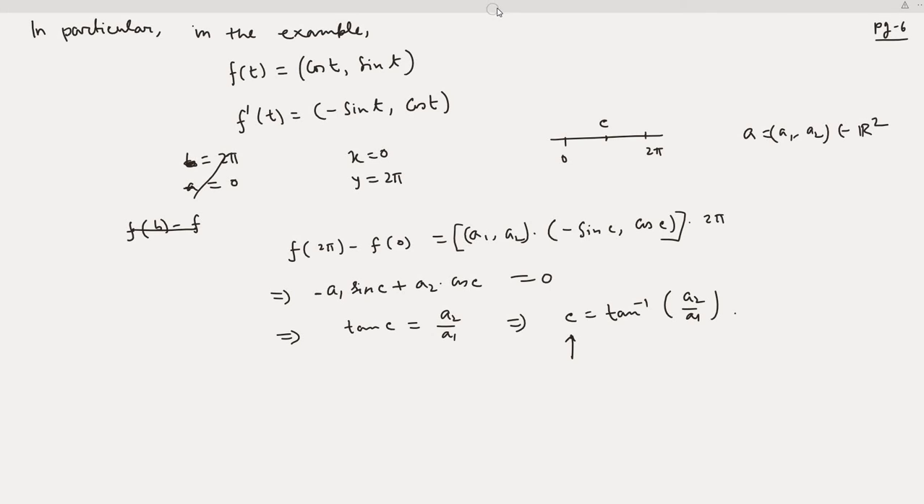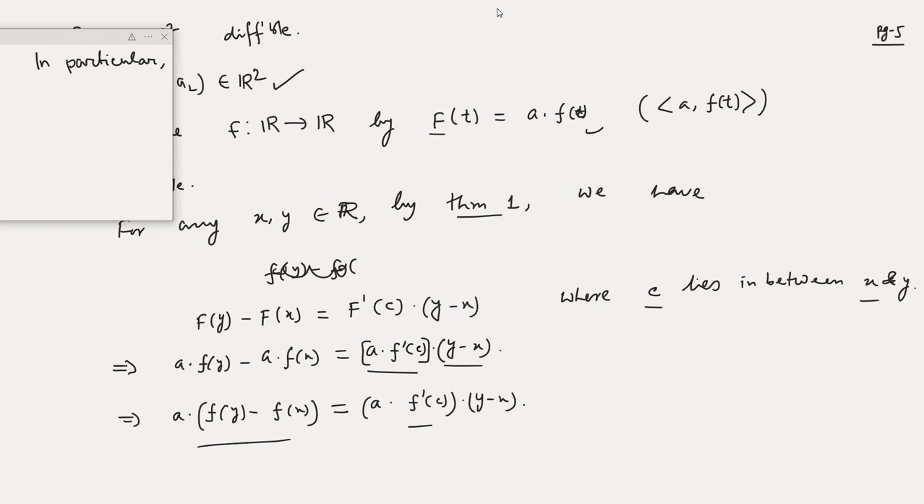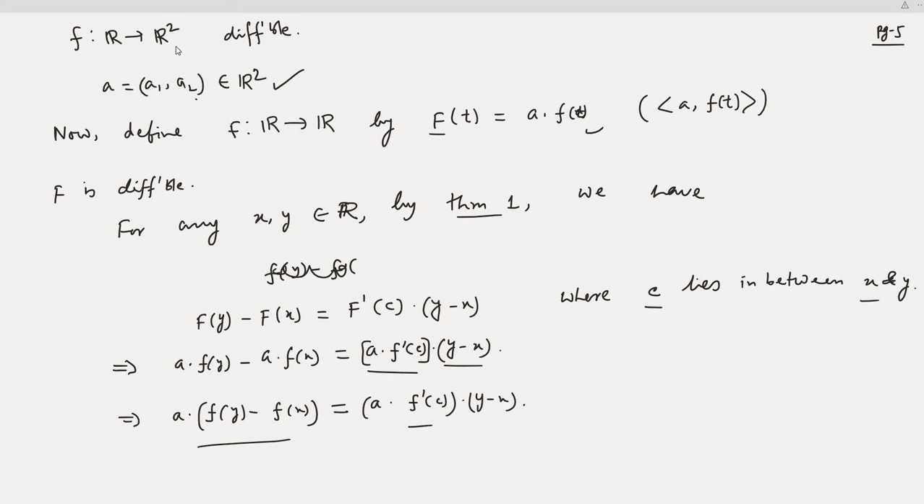So go to page number 5, the previous page. Here, the existence of this point c depends on a. Therefore, for a given a, there exists a c lying between x and y, and this c should depend on a.